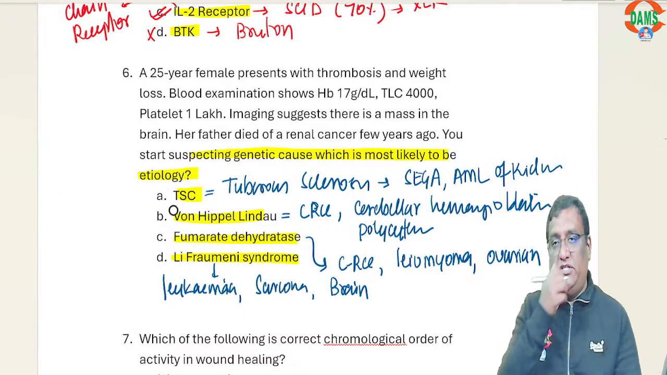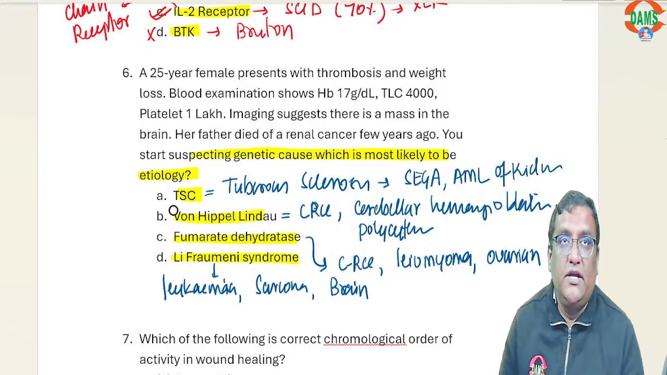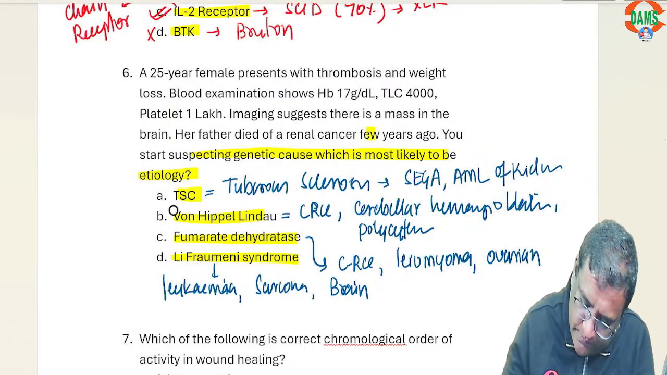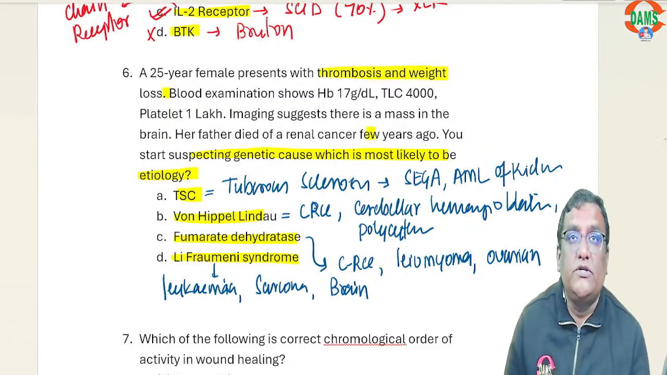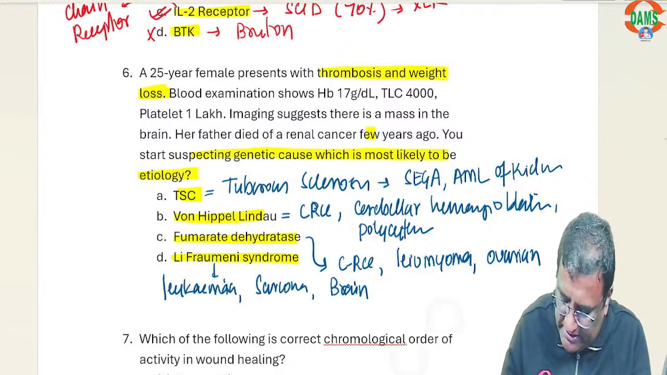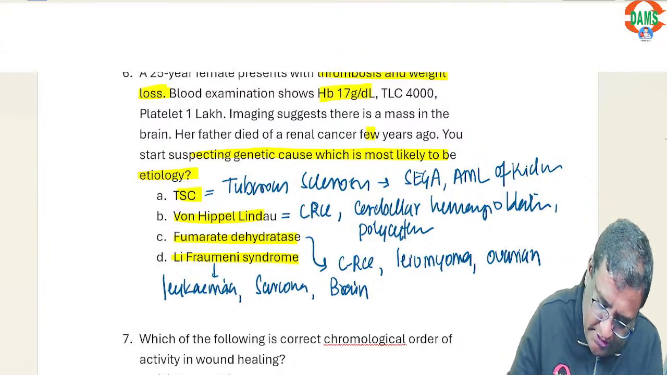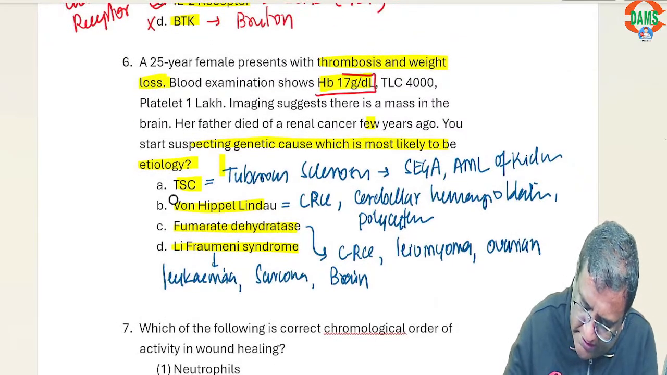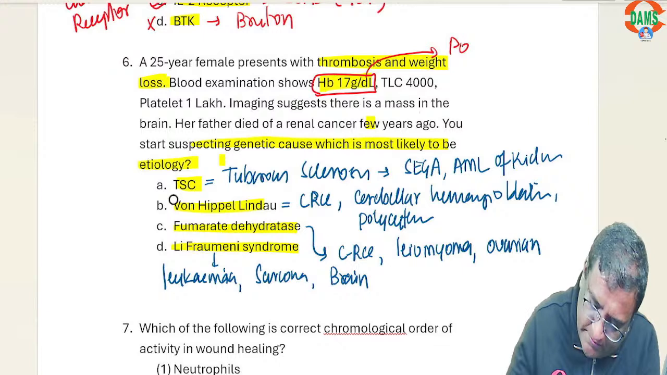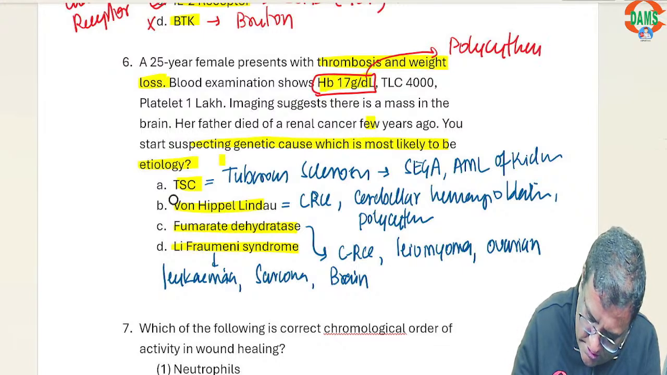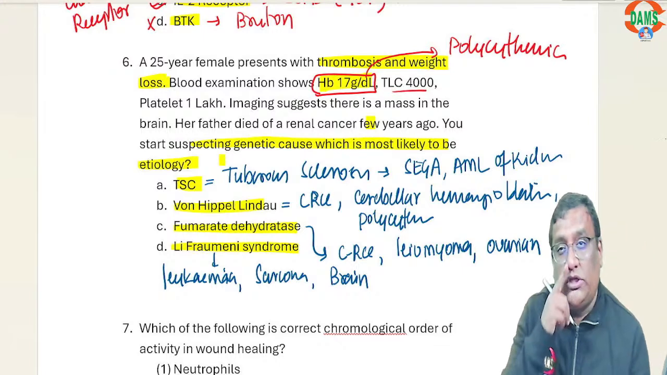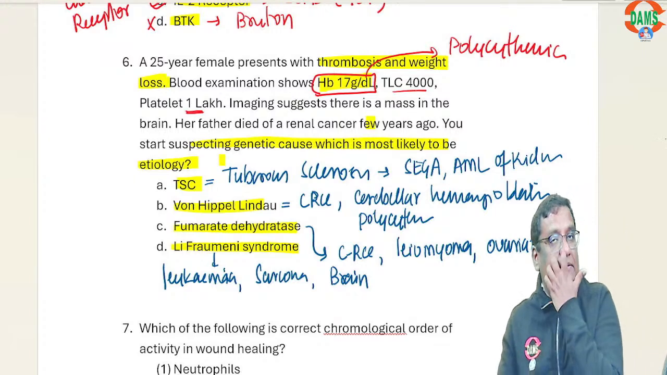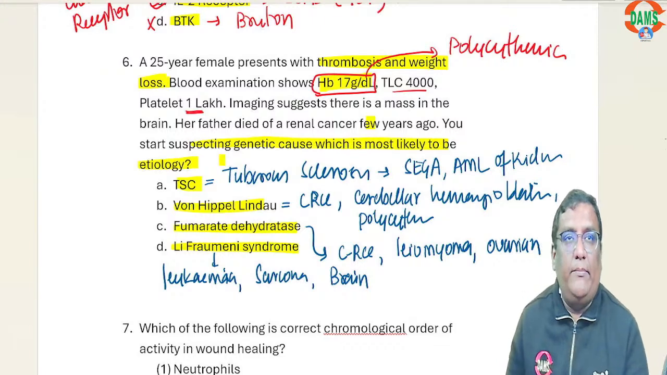So let me see the question, which one is fitting into which. A 25-year-old female presents with thrombosis and weight loss. Blood examination: hemoglobin 17. Is it a keyword for me? Yes, absolutely. Why? Hemoglobin 17, polycythemia. The moment I see this, I suspect polycythemia. TLC is 4000. Platelet count 1 lakh.